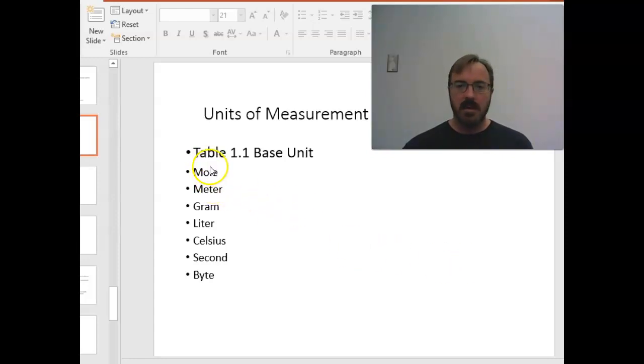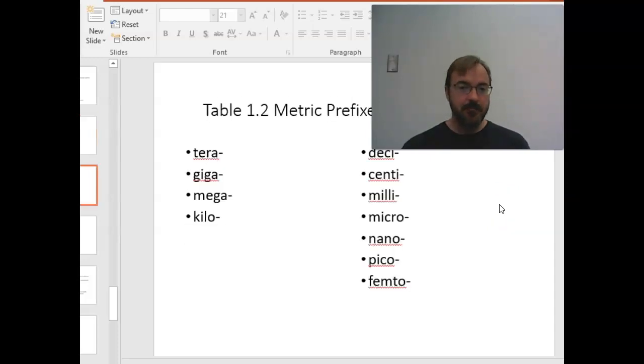Mole is a counting unit used in chemistry. Meter is length, gram is mass, liter is volume, and time would be in seconds. So temperature will a lot of times be in Celsius or Kelvin. And then byte. All right, we're not going to use that too terribly much for this class. But you need to get used to dealing with units and attaching units to numbers. Most of the time that number absolutely must have a unit attached with it. And it follows it along as if it's an algebraic constant, which is going to be important for what we're going to talk about today, dimensional analysis.